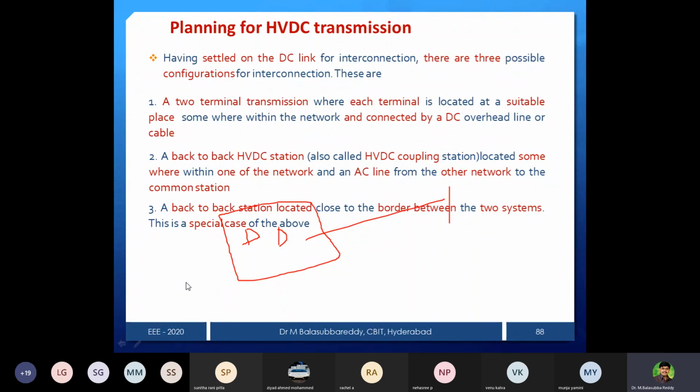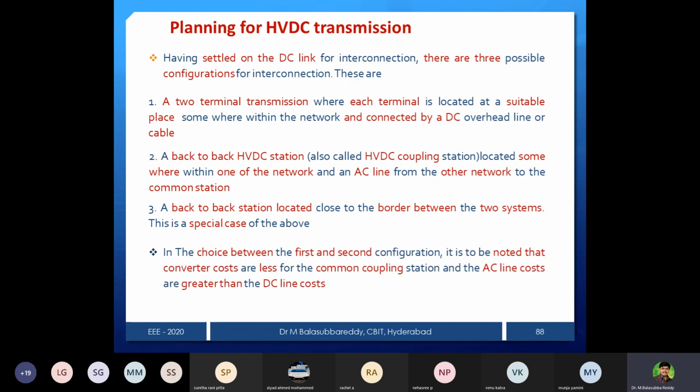This is a special case of the above. So we can see that is a third one. We can use here is a blocks, back-to-back, and both will be in the border side. So that is on that network area 1 and network area 2. The choice between the first and second configuration is to be noted that converter costs are less for the common coupling station, and AC line costs are greater than the DC line cost.